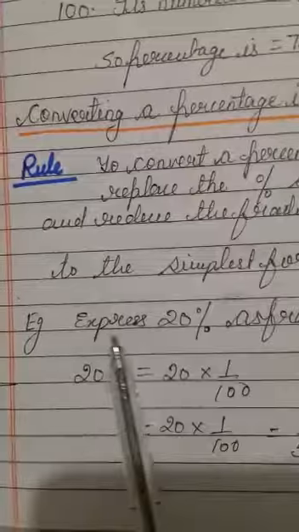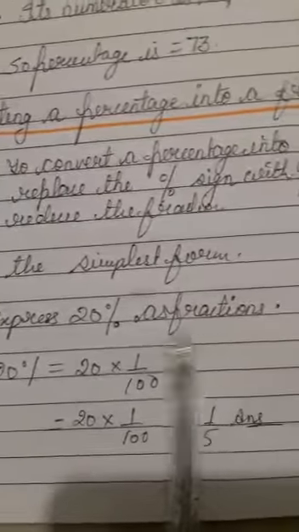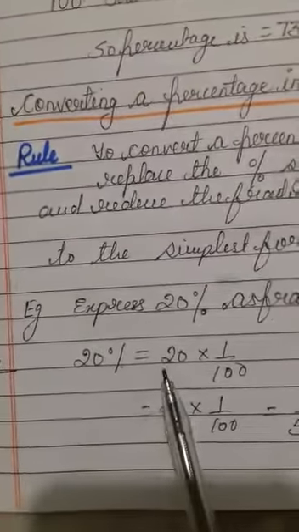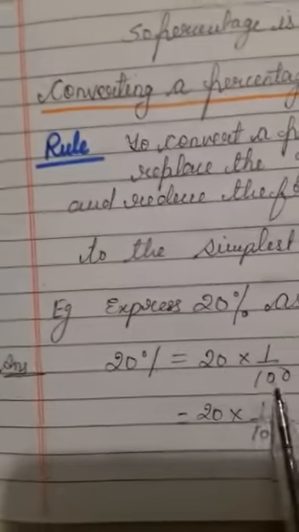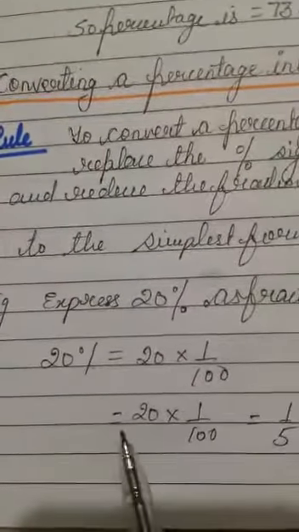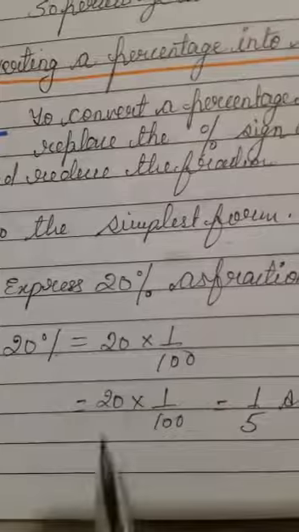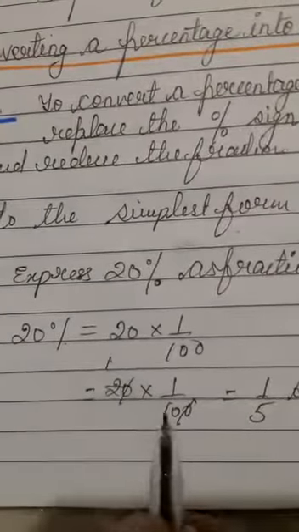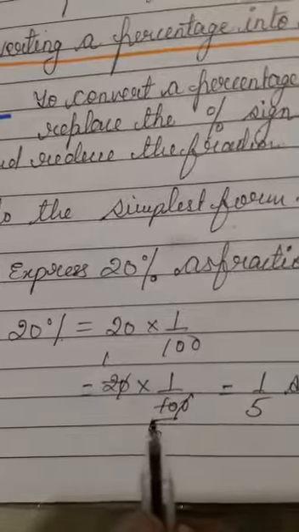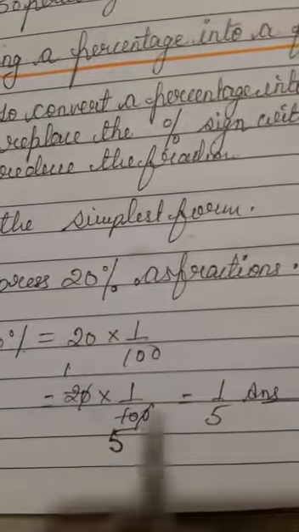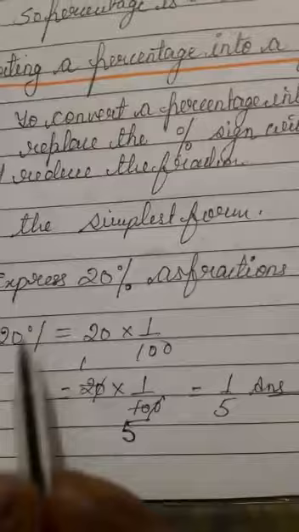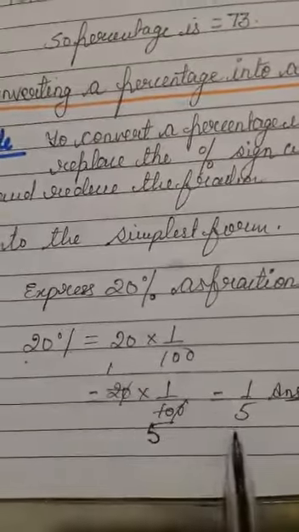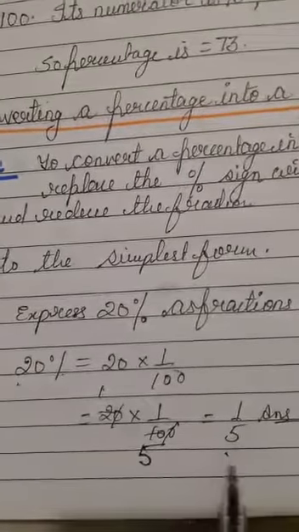Suppose you have to express 20% as a fraction. So you know 20% means 20 and percentage means 1 upon 100. 20 into 1 upon 100. So what will you do? You will cancel 0 by 0, and 2 into 1 is 2, and 2 into 5 is 10, 100. So it will come out 1 upon 5. So 20 percentage in the fraction form will come out 1 upon 5.